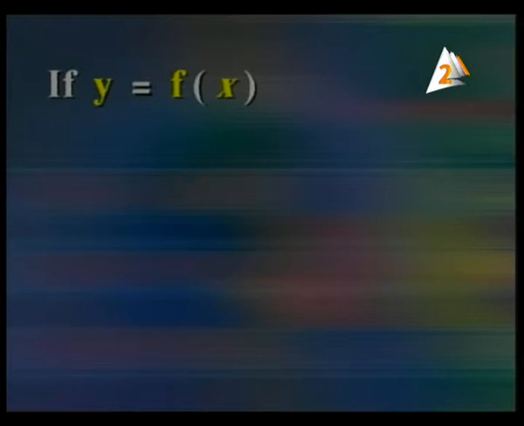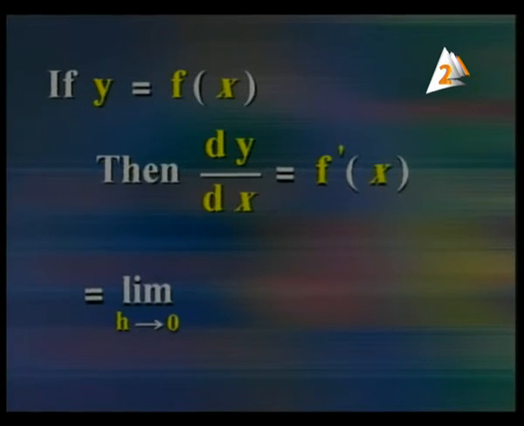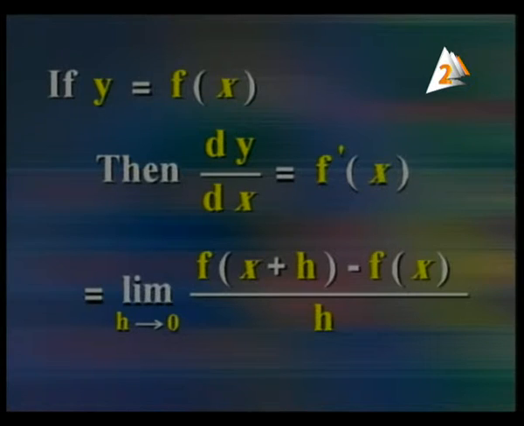Differentiation: if y equals f of x, then dy over dx equals what? f dash of x equals limit when h tends to 0 of f of x plus h minus f of x over h. dy by dx means differentiation of the function y equals f of x. When we find dy by dx, we find limit when h tends to 0 of f of x plus h minus f of x over h.